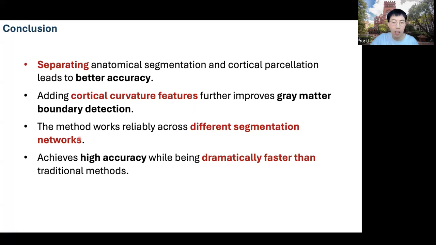And third, one of the nice things is that this study is not to propose a specific deep learning model, but propose a pipeline so that we can swap in different models for the coarse and fine stages so that it can be adaptive to different deep learning models. Finally, because it's very fast, it's much more practical for real-time clinical use.